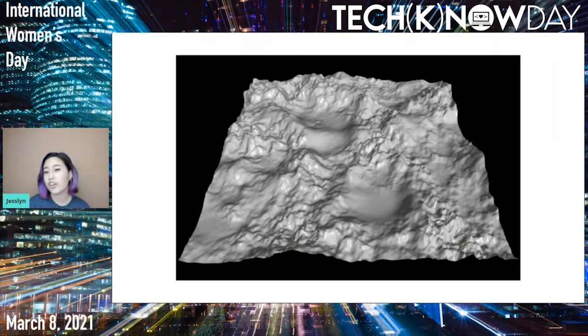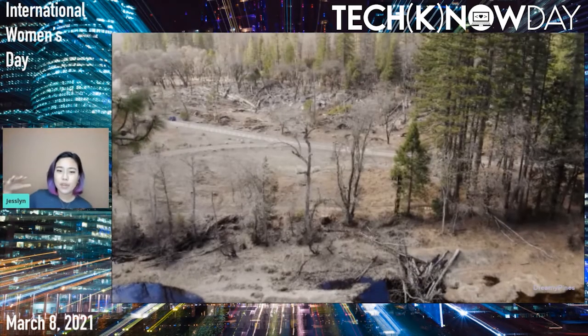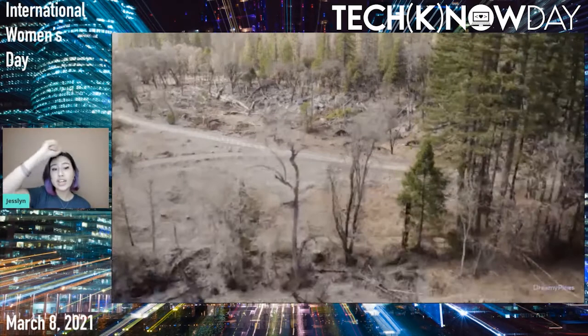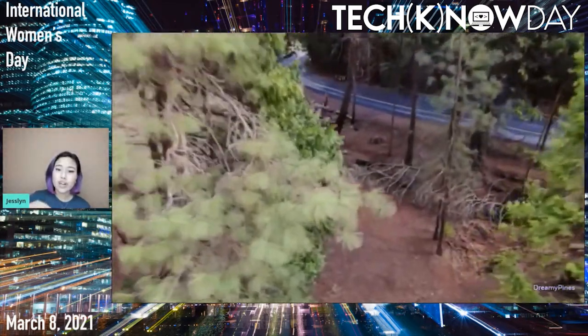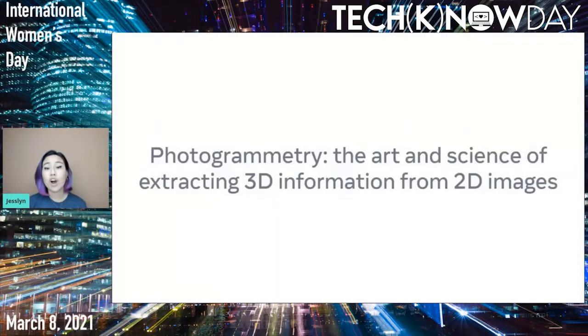So I started looking for listicles for best places to go sledding in the greater Boston area and found this hill nearby with some trees. So we went there, flew a drone over the park, and used the drone to take photos of the terrain. And using these bird's eye view photos, we constructed a height map using a technique called photogrammetry. Now, photogrammetry is the art and science of extracting 3D information from 2D images. So in this case, 3D height data from 2D drone photos.